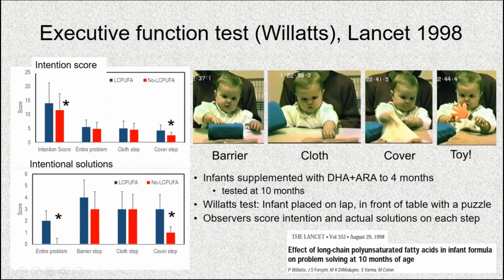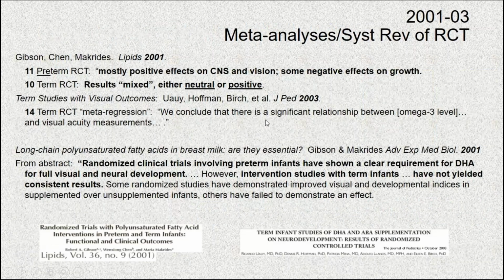the ability to finish this test successfully was related to whether DHA and arachidonic acid were provided in the diet up to 4 months of age. And this is a lasting effect out to 10 months of age. So this was, you could say, a test of intelligence or neurocognitive development. Problem solving is what it is. Very important piece of work.